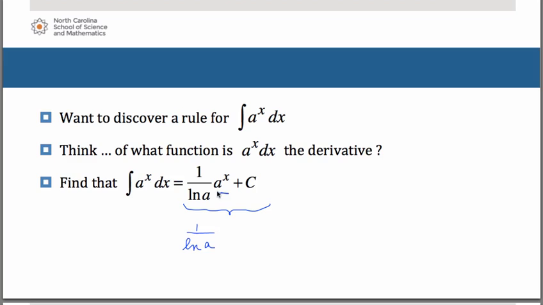Now we need the derivative of a to the x. So think back to your derivative rules. The rule for a derivative of a to the x is a to the x times the natural log of a. But look what happens. The natural log of a's cancel out, leaving you with a to the x, which is our integrand.